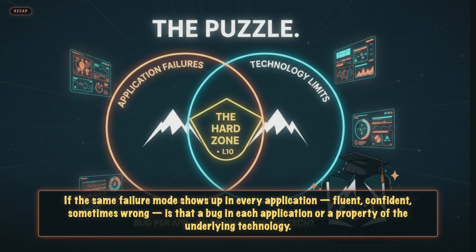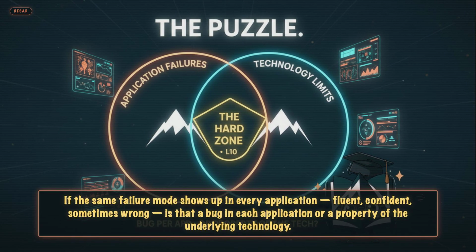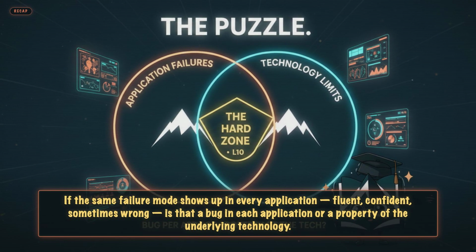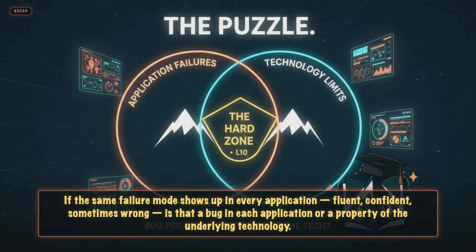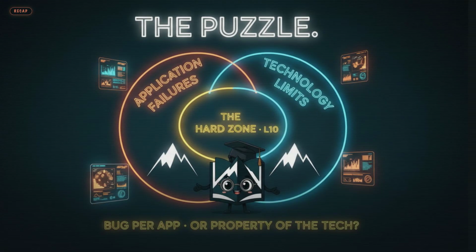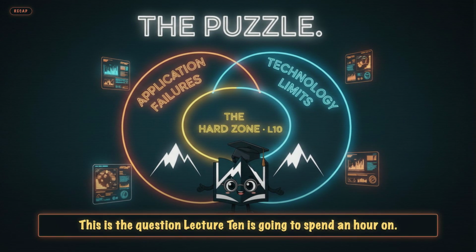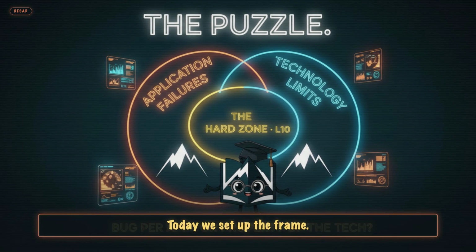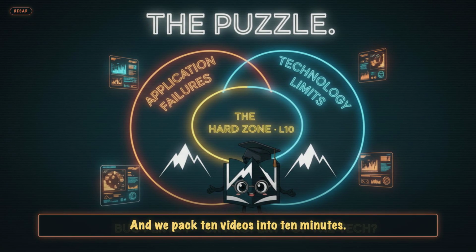Today's puzzle: if the same failure mode shows up in every application, fluent, confident, sometimes wrong, is that a bug in each application or a property of the underlying technology? Both. Neither. Some mixture. This is the question Lecture 10 is going to spend an hour on. Today we set up the frame, and we packed 10 videos into 10 minutes.